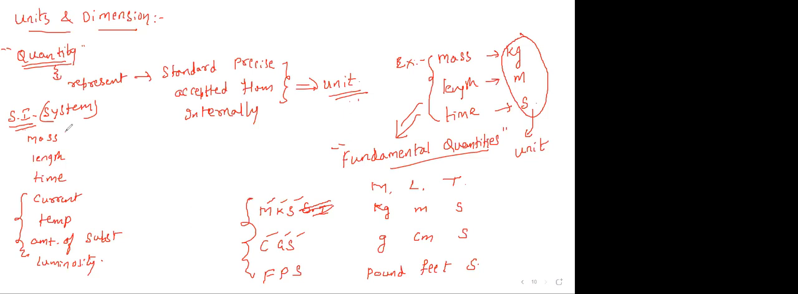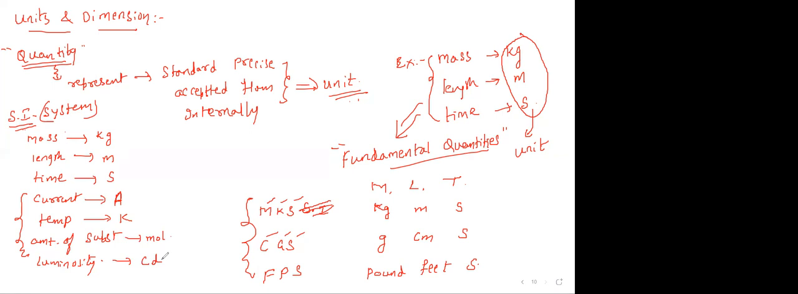In this International System of Units, we have seven quantities: mass, length, time, current, temperature, amount of substance, luminosity. Can you tell me what is the unit for mass? It is kg. For length, it is meter. For time, it is second. For current, it is ampere. For temperature, it is Kelvin. For amount of substance, it is mole. For luminous intensity, it is candela, denoted by the symbol cd.